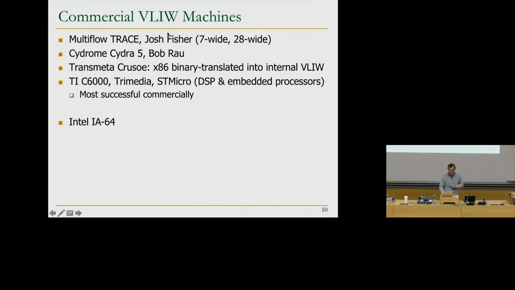So initially, Josh Fisher and Bob Rau were the two pioneers that designed these machines. One of the first machines of the Multiflow company was 7-wide, and then they had a 28-wide machine. That's one of the widest machines that we know of that can execute independent, completely unrelated instructions. GPUs today can execute, like vector machines, as we will see, many instructions, except those instructions do exactly the same thing on different elements of data.